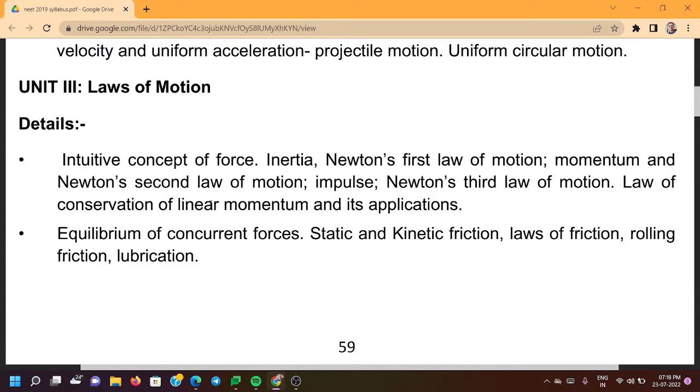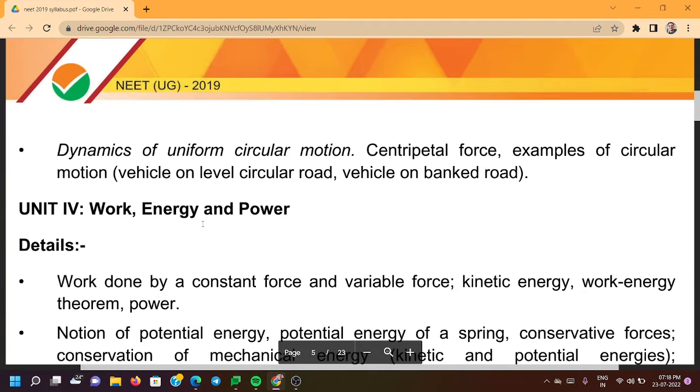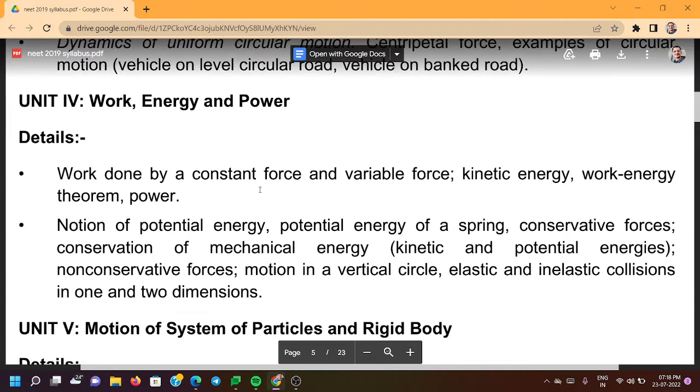Details. Intuitive concept of force. Inertia. Newton's first law of motion. Momentum and Newton's second law of motion. Impulse. Newton's third law of motion. Law of conservation of linear momentum and its applications. Equilibrium of concurrent forces. Static and kinetic friction. Laws of friction. Rolling friction. Lubrication. Dynamics of uniform circular motion. Centripetal force. Examples of circular motion. Vehicle on level circular road. Vehicle on banked road. Physics Unit 4, Work, Energy and Power.